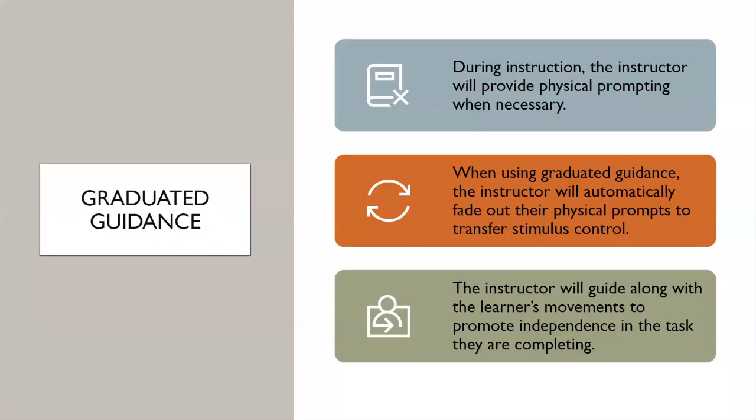Graduated guidance is during instruction when the RBT will provide a physical prompt when necessary. When using graduated guidance, the RBT will automatically fade out the physical prompt to transfer stimulus control. What that means is the RBT will guide along with the learner's movements to promote independence in the task or skill that they are completing.